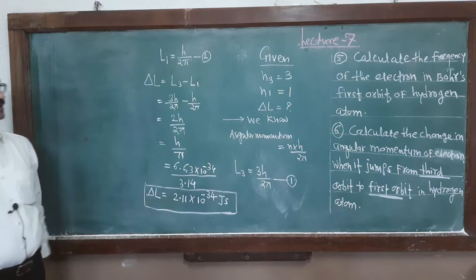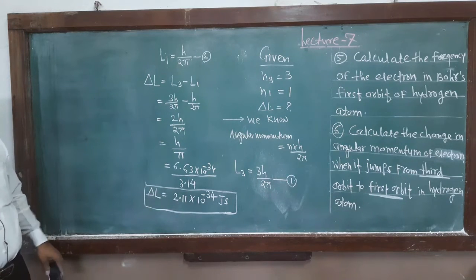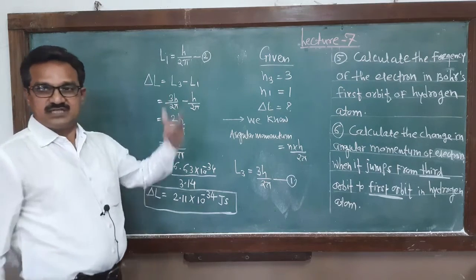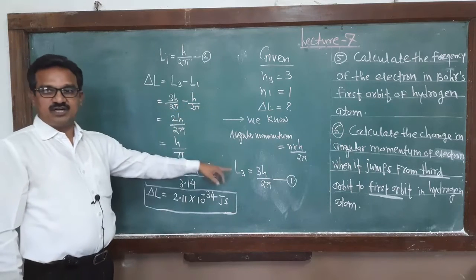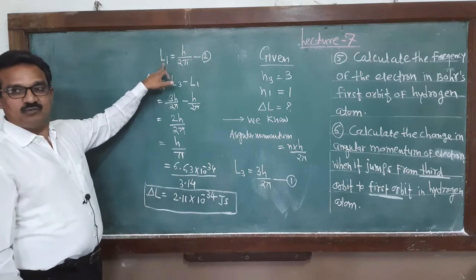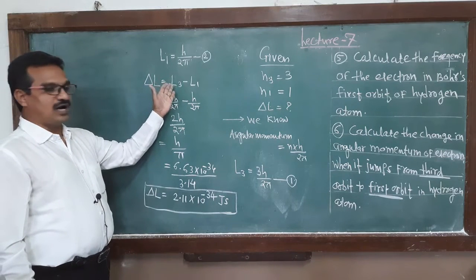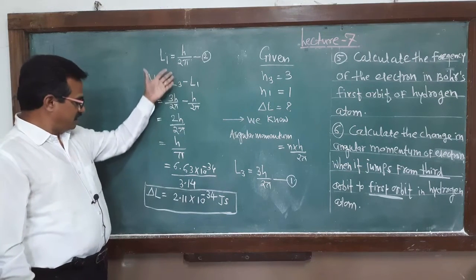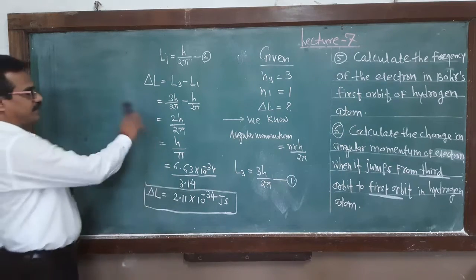This is the solution for problem number 6. It's a very simple concept. When the electron jumps from a higher orbit to a lower orbit, find the angular momentum in the higher orbit and the angular momentum in the lower orbit. Subtract higher orbit minus lower orbit, and we get this expression. This is the change in angular momentum.